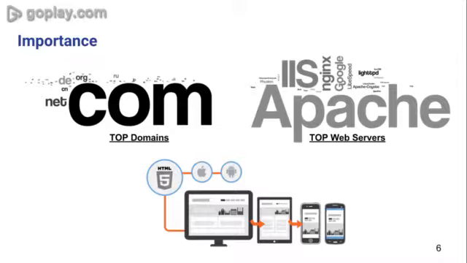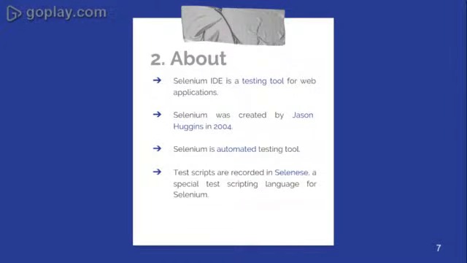Web applications are not limited to desktops; they can be accessed through laptops, iPads, iPhones, and other smartphones. Any application on the internet that we access using a browser is called a web application. So let us have a description of Selenium IDE. Selenium IDE is a testing tool for web applications. It was created by Jason Huggins in 2004 and it is an open source tool.